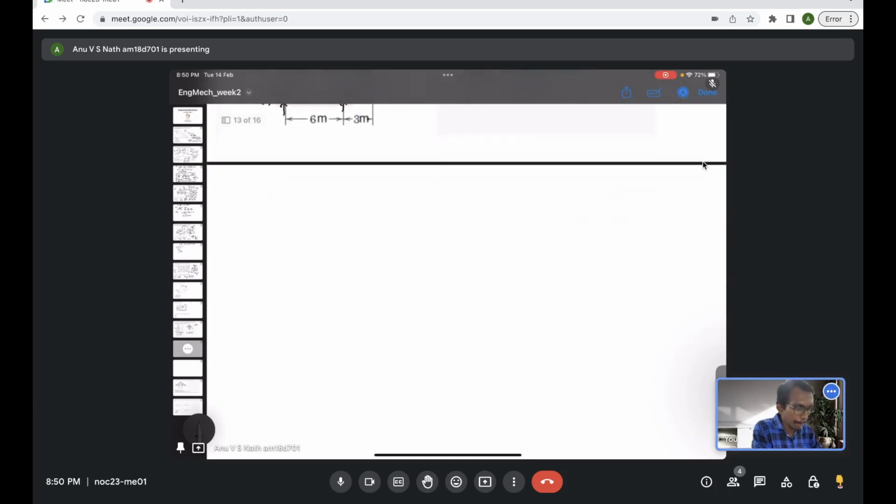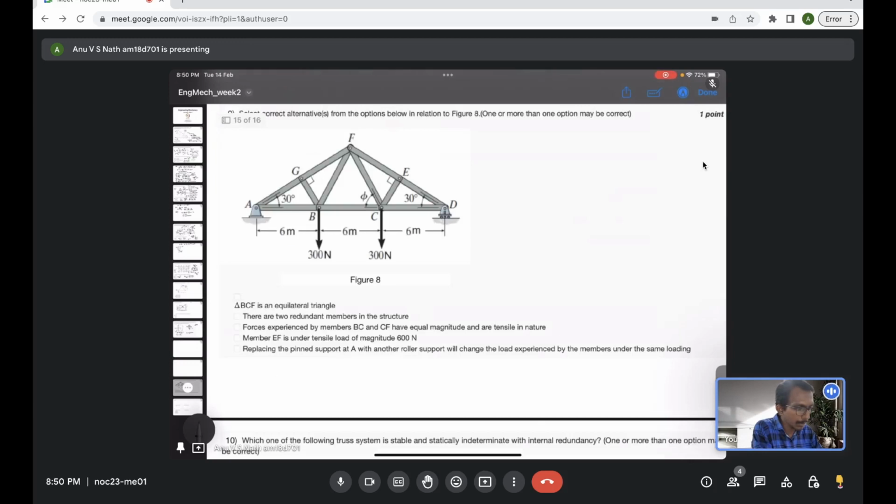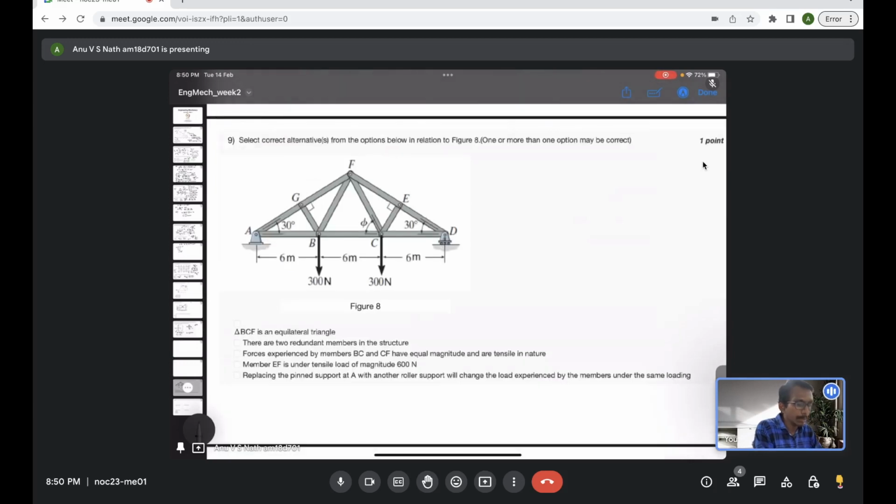Then another problem which created confusion is problem 9. So you could try this. Basically it's a statically determinate and simple problem, just that one confusion was there. Option B says there are two redundant members in the structure. So basically, the confusion is that redundant members here mean zero force members. Okay.